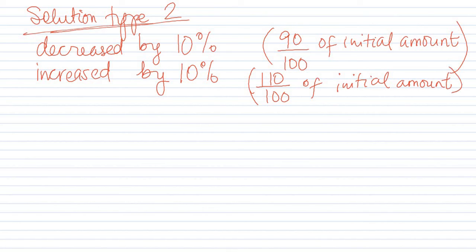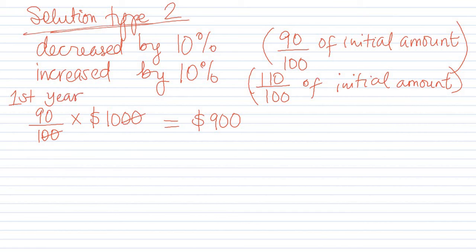So a 10% decrease of the initial amount is the same thing as saying 90% of the initial amount, which is just going to be 1,000. So that will cancel. 90 times 10, that's 900. So that's it. That's 10%. So this is for the first year.